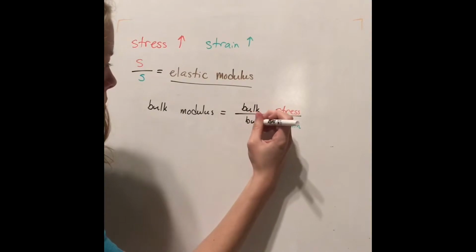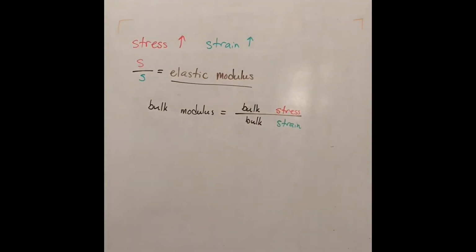This means a material that is hard to compress has a high bulk modulus but a low compressibility, and a material that is easy to compress has a low bulk modulus but a high compressibility.